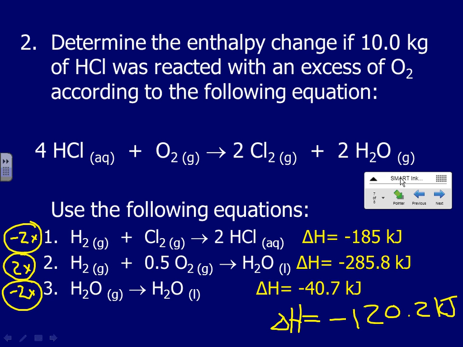So if I've got moles on the top here, I've already gotten rid of my grams. What am I putting where in my conversion factor from that statement? Yep. For every 4 moles of HCl, you get negative 120.2 kilojoules. That's going to get you the answer. We just pulled it right out of the thing.